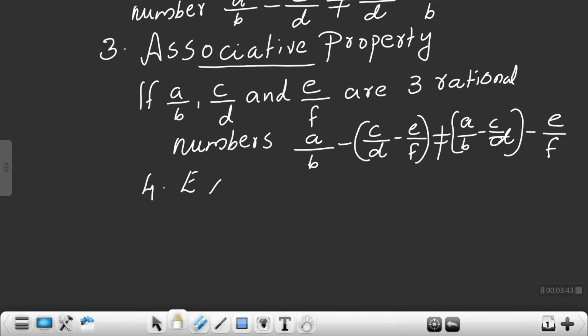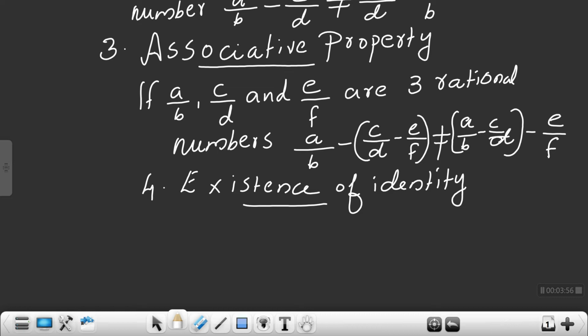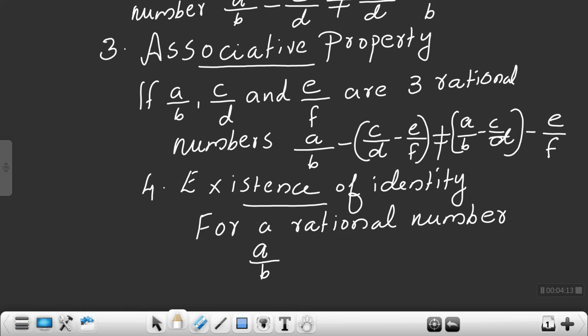Fourth property, existence of identity. That is, for a rational number a by b, a by b minus 0 is equal to a by b, but 0 minus a by b is not equal to a by b.